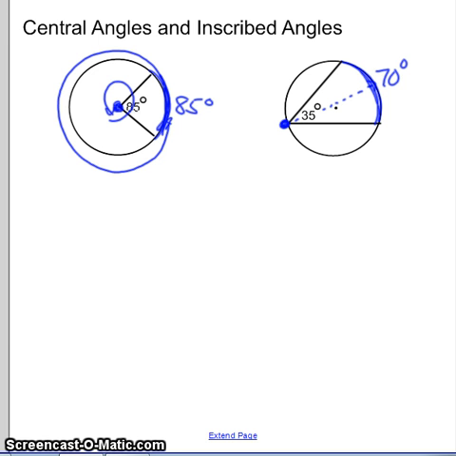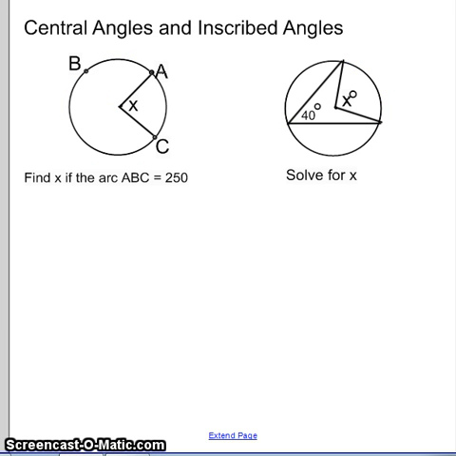Here's an example of the type of questions you might see on the SOL test. Go ahead and hit pause, see what you can work out, and then I'll come back with the solution.